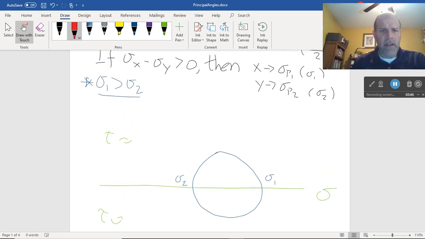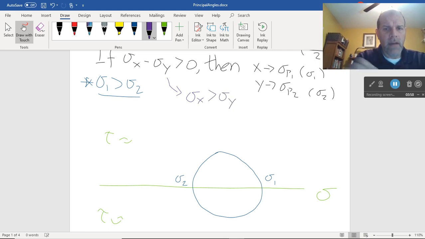Okay, so if we've said that sigma 1 is bigger than sigma 2, we also have, I should scroll back up for a second, sigma x minus sigma y is bigger than 0, right? Well, that equation has a second consequence. I can rewrite that as sigma x is bigger than sigma y. Why did I just do that? What did that just get me?